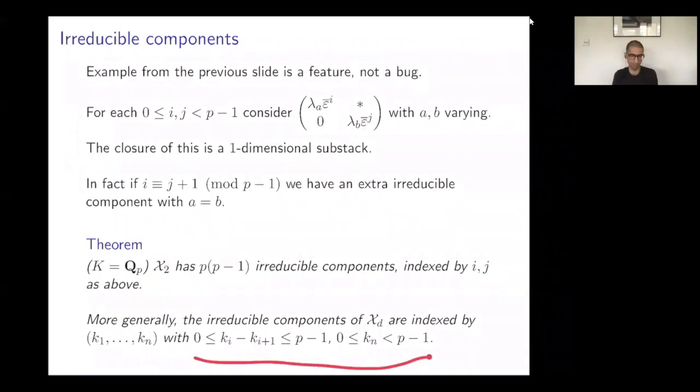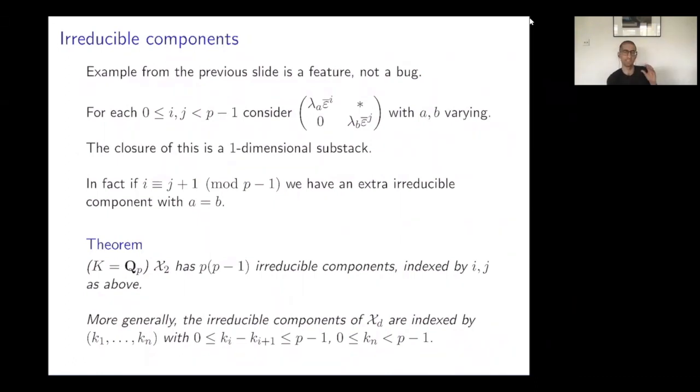This kind of condition down here may seem reminiscent of something in representation theory, which I'll come to in a bit. These p-restricted conditions also come up when you're thinking about highest weights of irreducible representations. And I should say I'm just saying this for k equals Q_p to avoid having too much notation, but something extremely similar happens in complete generality.